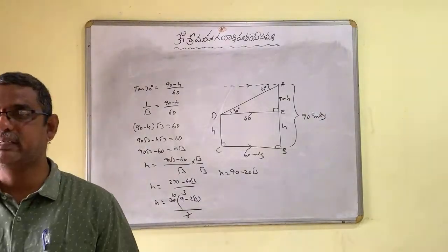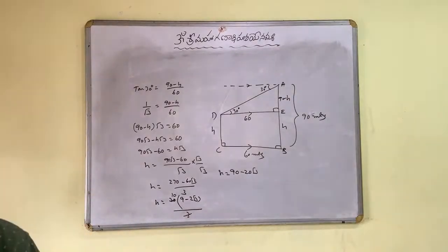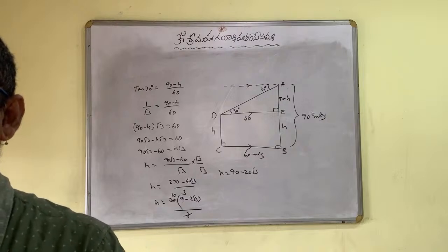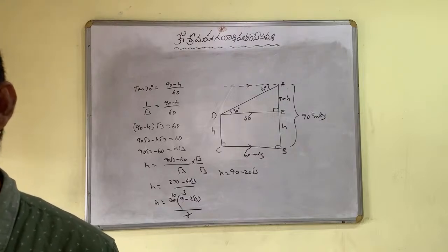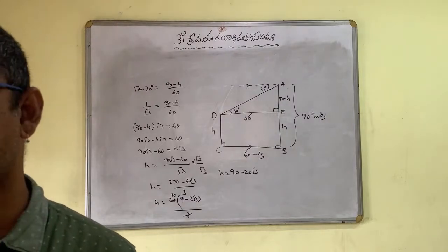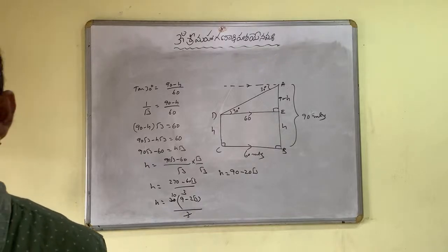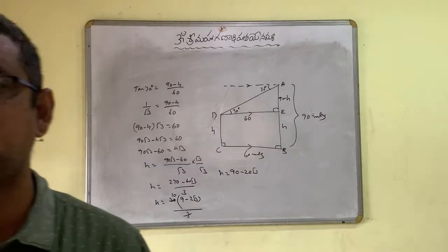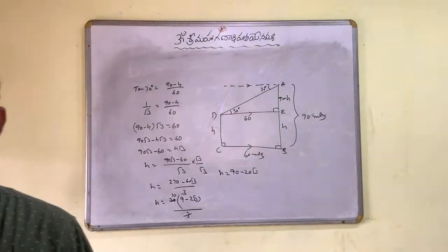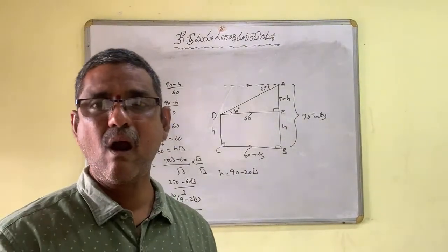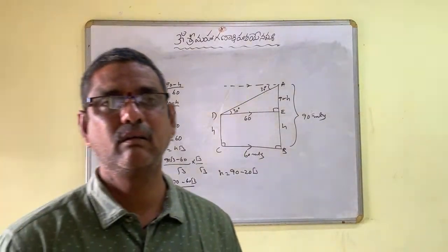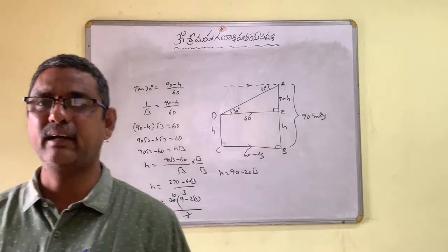Root 3 is 1.732. Take root 3 as 1.732. You cannot take 9 common, right? From 60, how can we take 9 common? So see, we can take only 30 common. Nine is not a factor of 60.